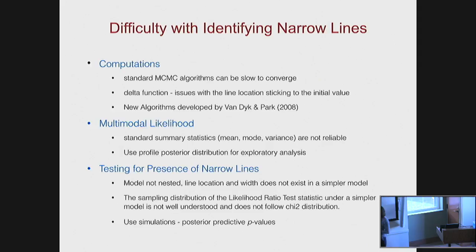More importantly, the sampling distribution of this likelihood ratio test, which we usually apply to the line, under the simpler model is not well understood. The main assumption for the likelihood ratio test is that it will follow the chi-square distribution. But this is not true in the case of the narrow lines in the spectrum. So the solution which Protassov came up with was posterior predictive p-values.